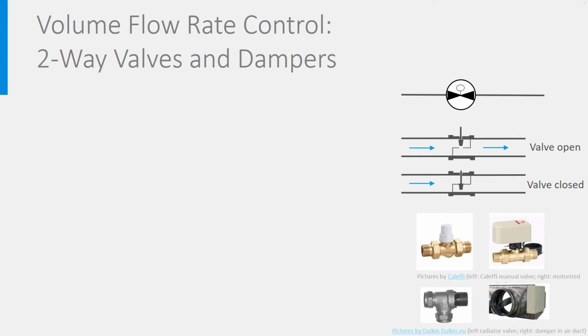The one below right is a valve for an air duct. It is simpler than for hydronic ducts. It is just a circular slice that rotates to open or close the duct. In this picture, it is open.